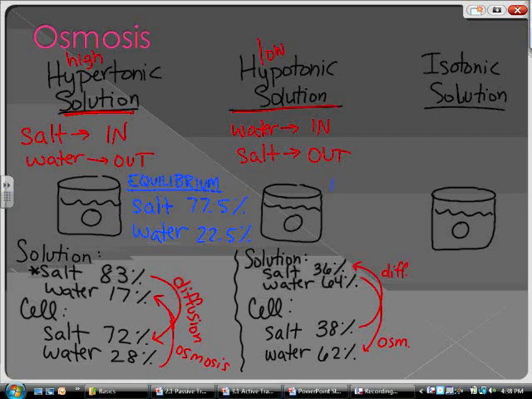And when all is said and done, at equilibrium our salt concentration should be 37% inside the cell and 37% outside the cell. Our water concentration should be 63% inside the cell and 63% outside the cell. That's a hypotonic solution.